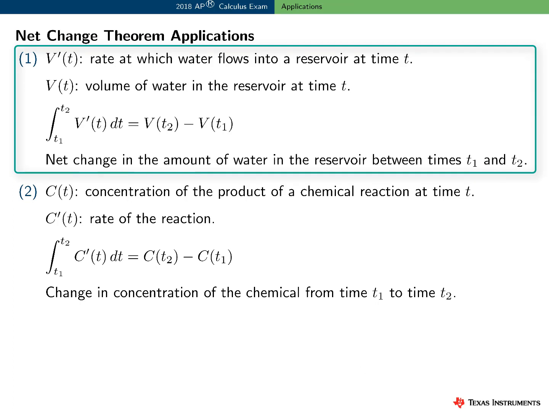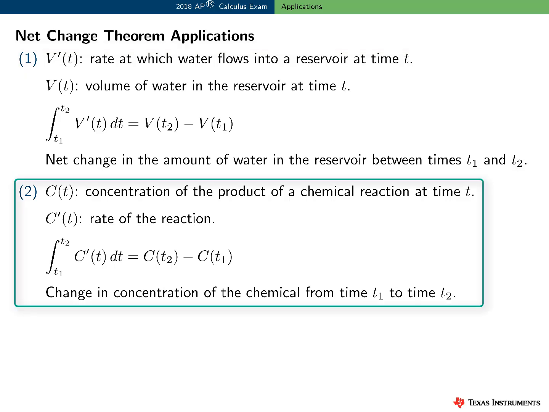Let v prime of t represent the rate at which water flows into a reservoir at time t. Then v of t is the volume of water in the reservoir at time t, and the definite integral from t1 to t2 of v prime of t dt is v of t2 minus v of t1. And that's the net change in the amount of water in the reservoir between times t1 and t2.